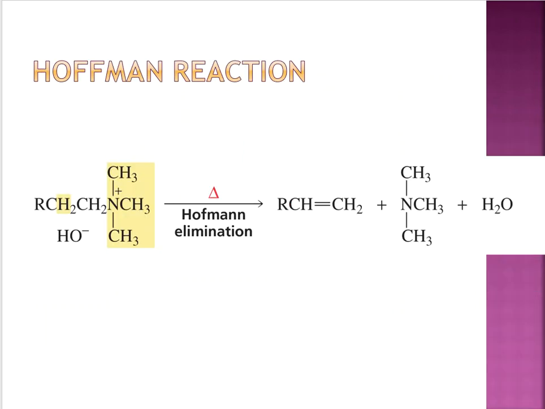We then moved on to the Hofmann reaction, and the Hofmann was this amine group. That amine group was going to leave. So the base targeted a hydrogen that formed a double bond, and this nitrogen group left as a whole. So we ended up with an alkene and this tertiary, in this example, nitrogen as a product.